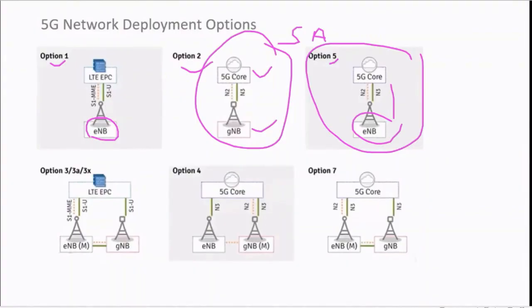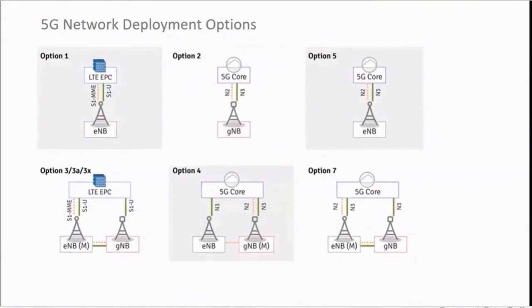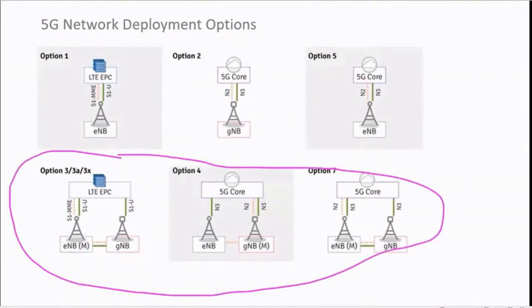Okay. So this would be called a next generation E node B, NG E node B, right? So what is NG node B? The node which can understand the 5G protocols. Now these are the standalone options at the top. On the bottom, you see some options like option 3, option 4, option 7. So these are the non-standalone options.